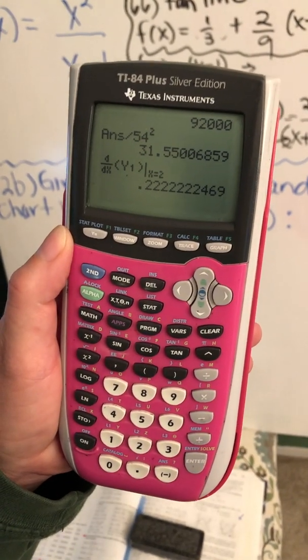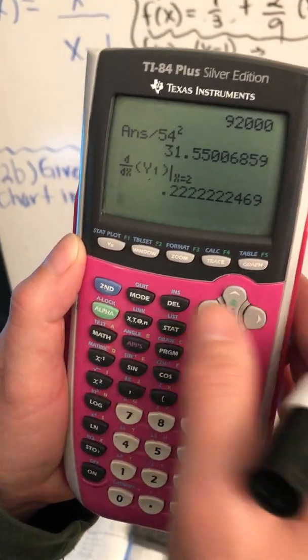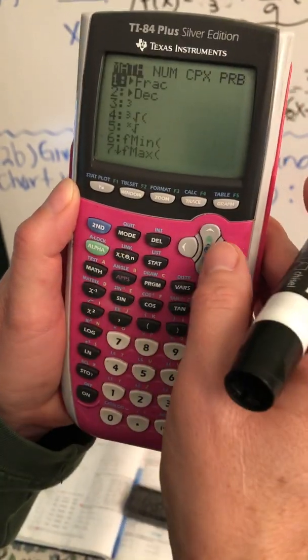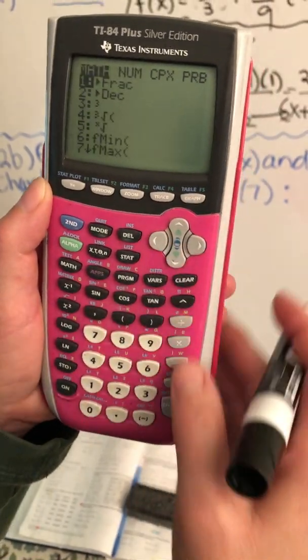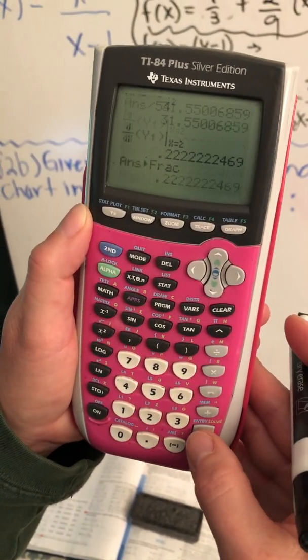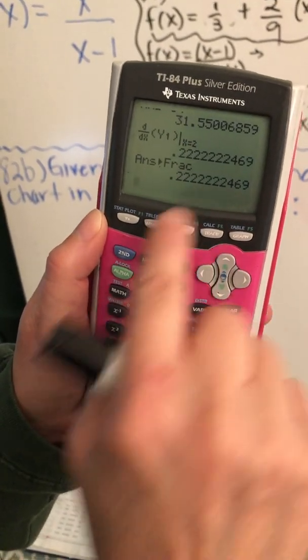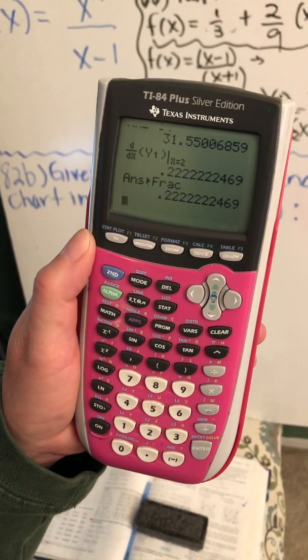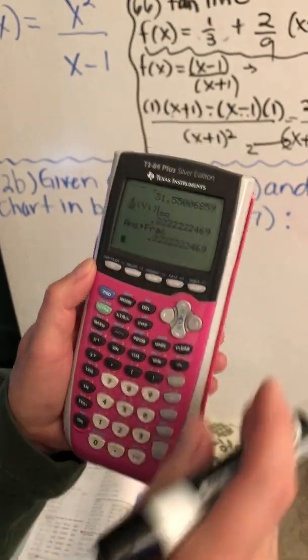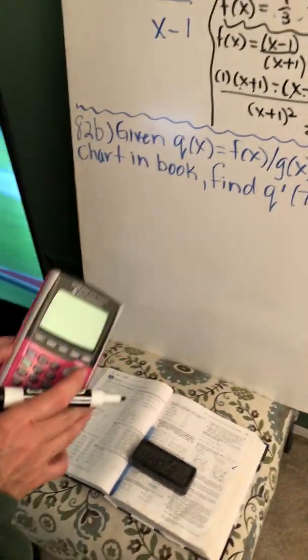There we go. When you hit enter, it gives you a decimal, and let's see if it will switch that to a fraction for us. It doesn't, but 0.222222 is actually 2/9. There we go. So our calculator can do the nDeriv for us.